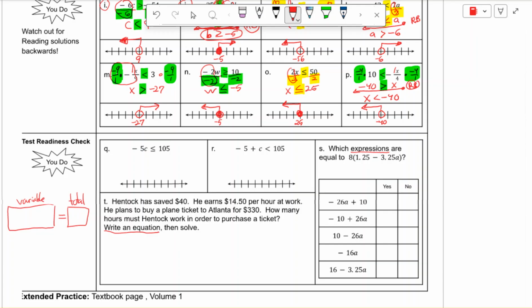So pause the video and try Q, R, S, and T. Remember, on T, write an equation, you must have one, and then after you write it, then solve it. Pause now.